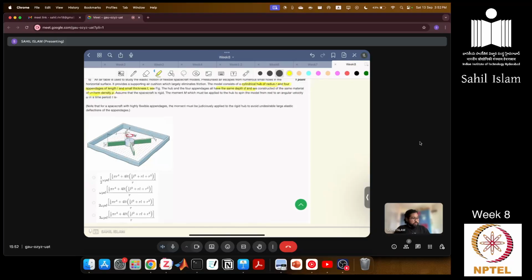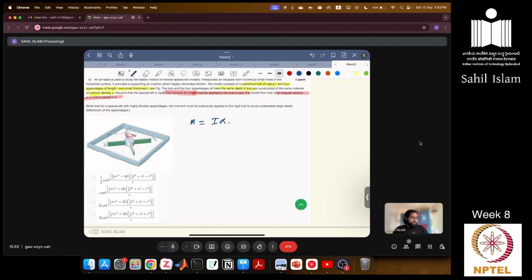So the question asked is: the moment m that must be applied to the horizontal spin model from rest to an angular velocity omega in a time period tau. Okay, so what will be the moment?